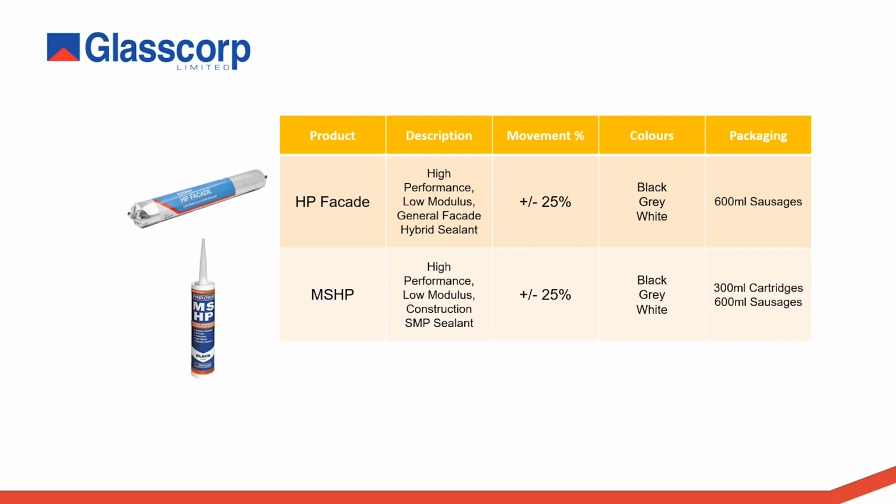And we also have MSHP, which has similar applications, perimeter sealing, general construction seals. This is the SMP sealant technology, so a hybrid with a more silicone base. Both of these sealants have 25% movement. They're both brands appraised. They're both low VOC, and they're both paintable.